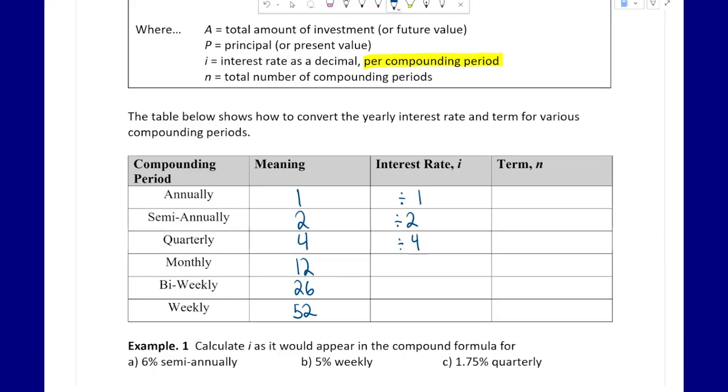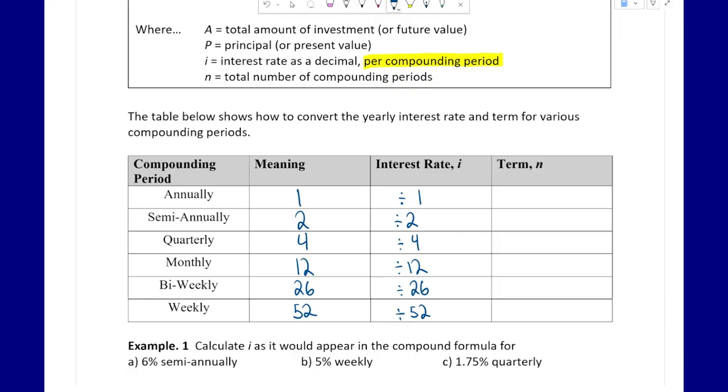Quarterly, we divide it by 4. Monthly, divide it by 12. Bi-weekly, divide by 26, and weekly, divide by 52. So basically we're dividing the rate by our compounding period.